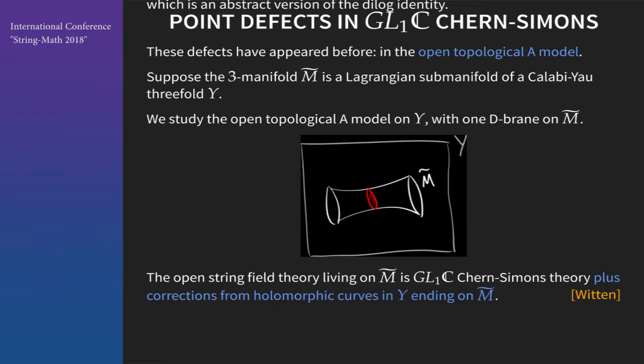So up till now, I was talking about this manifold M twiddle just as a totally abstract 3-manifold. But suppose that it's not just an abstract 3-manifold. Suppose that it's sitting as a Lagrangian submanifold inside of a Calabi-Yau threefold. So then, a very natural thing to do is to study the open topological string on our Calabi-Yau threefold with just one D-brane wrapped on this Lagrangian submanifold.